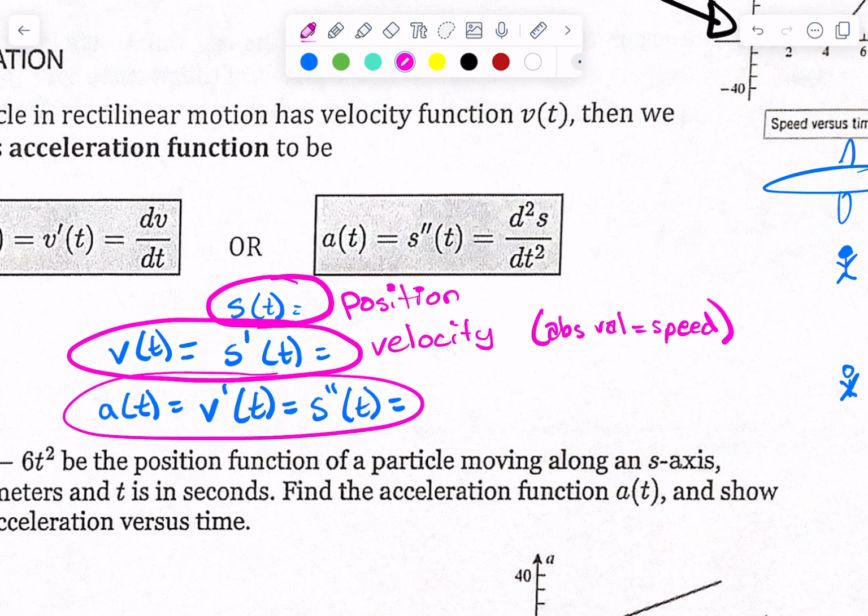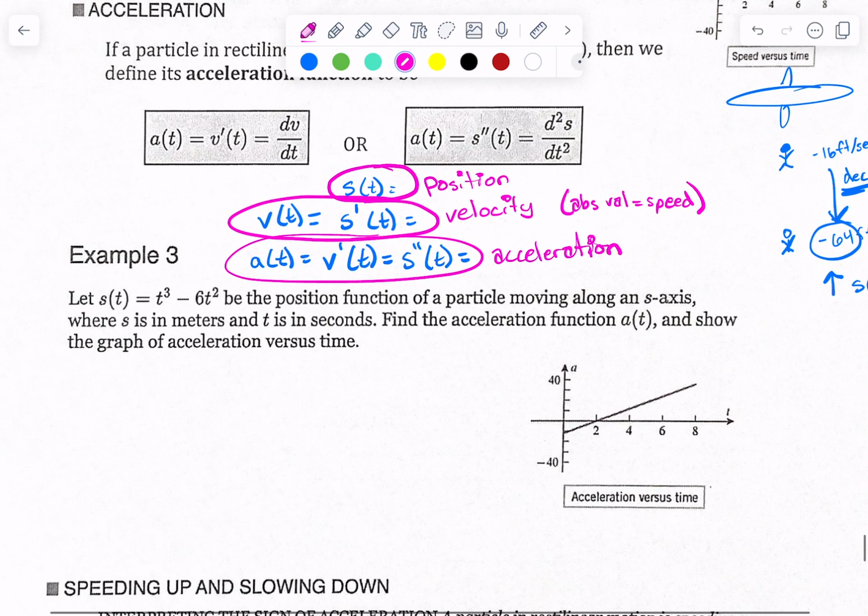Right? Velocity. How I'm accelerating. Absolute value of the velocity is your speed. Okay? That makes sense. And then if you take the second derivative, that's your acceleration, how your thing is accelerating, okay? So example 3, we're talking about acceleration.